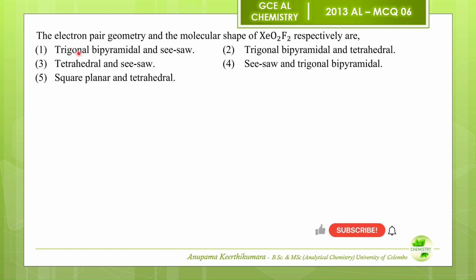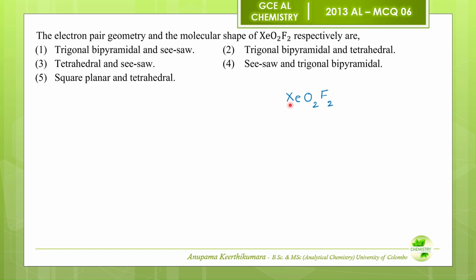The electron pair geometry and the molecular shape of XeO2F2 respectively are. We need the knowledge of VSEPR theory to get the answer for these type of questions. First, we will draw the Lewis structure of this molecule. Now we will count the number of valence electrons in this molecule.